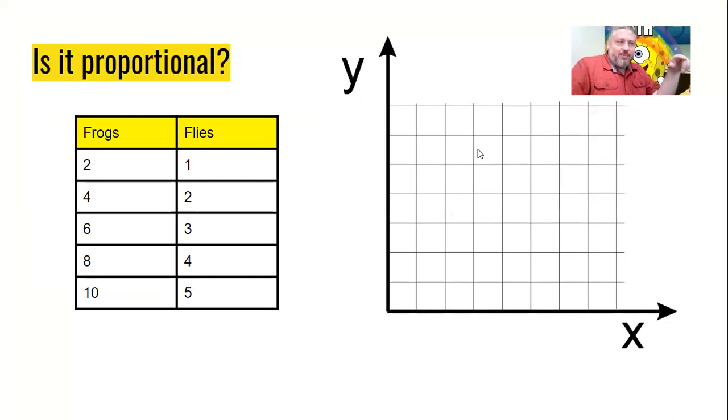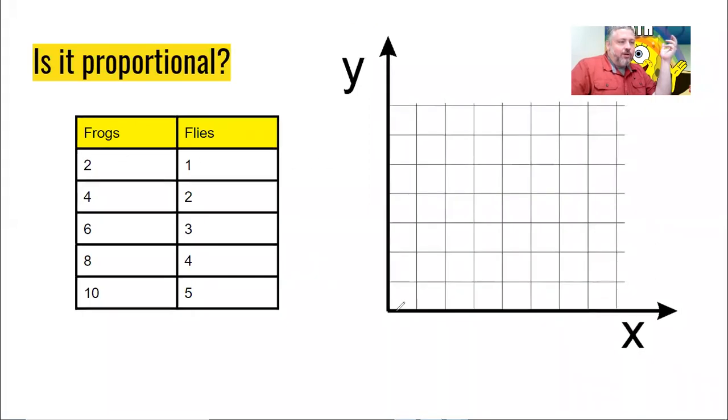So on this one, we've got frogs and flies. So is that a proportional relationship? What we do is we go ahead and graph them.